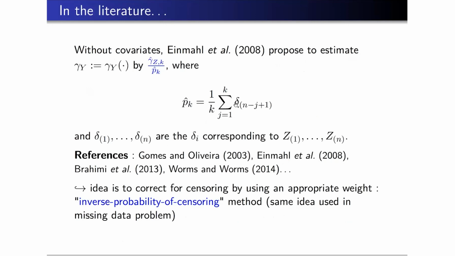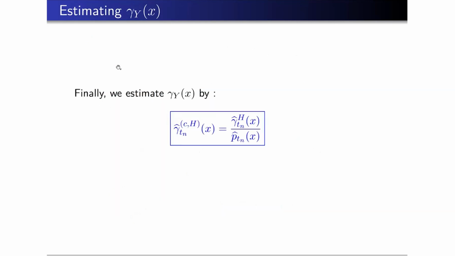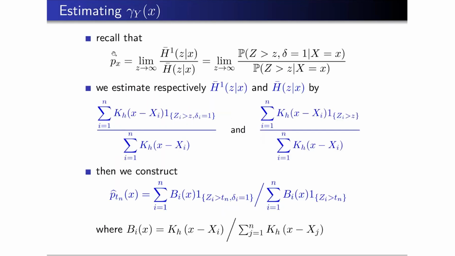Okay, but let us recall that in the literature, we have some references from Einmahl, Gomes, and Worms. They use this kind of estimator, but the idea is to correct the classical estimator for censoring by dividing by what we call the inverse probability of censoring. We use this idea here, but to divide by this probability, we also have to estimate p of x. It is the proportion of non-censored observations. Okay, and it is estimated here by using this formula.